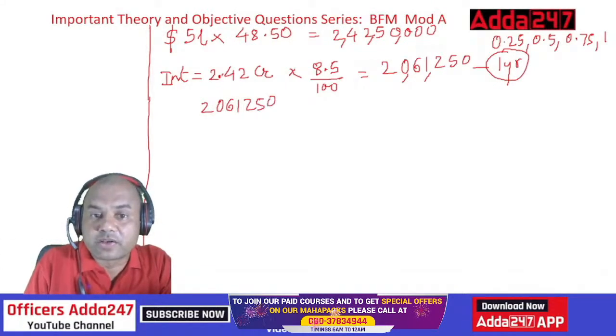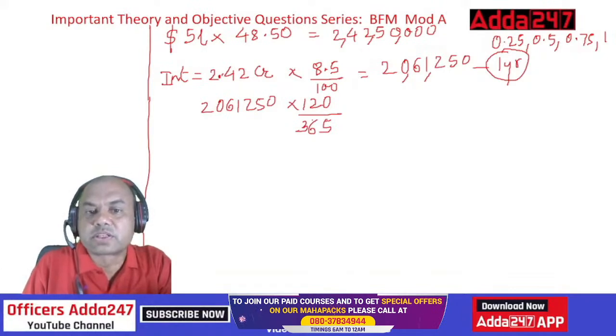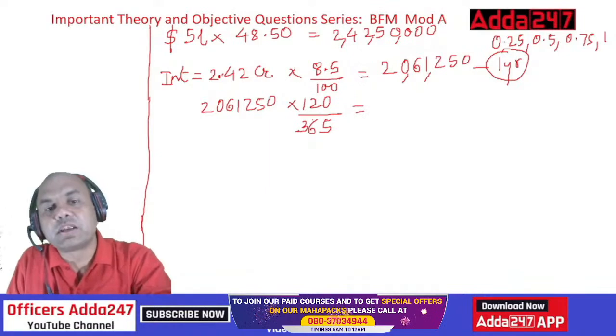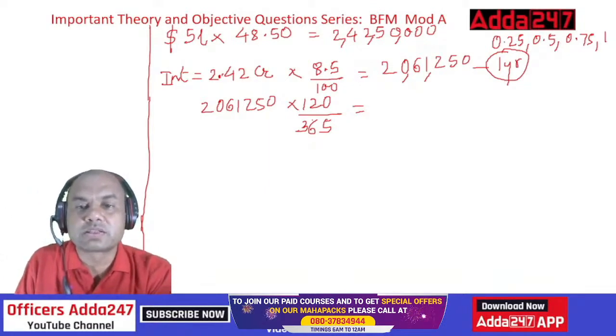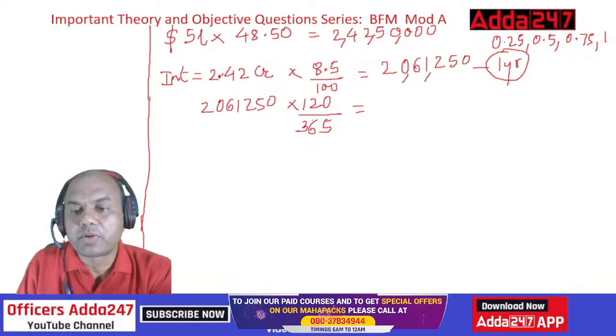2061250. This is for 1 year into 120 upon 365. Because for 1 year, if this interest is this much, for 365 days, for 120 days, it will be how much? So I'll have to multiply it with 120 by 365. So now am I getting what? 677671, right?